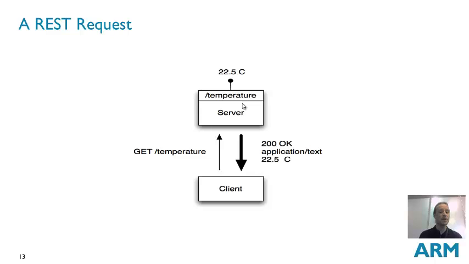Now, a simple example of a REST request, doesn't matter if this is HTTP or CoAP, is a server. In this case, the server is what has the resource, and this server has a resource called /temperature. And a client, somebody that's interested in getting the temperature from this sensor device. For that client to get that data, it will simply do a GET on /temperature.